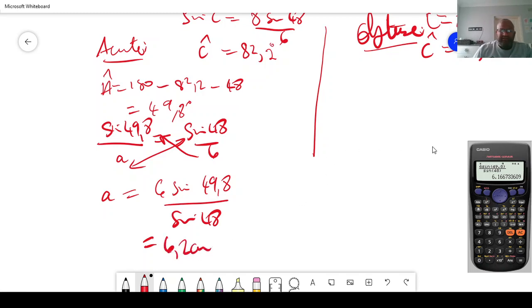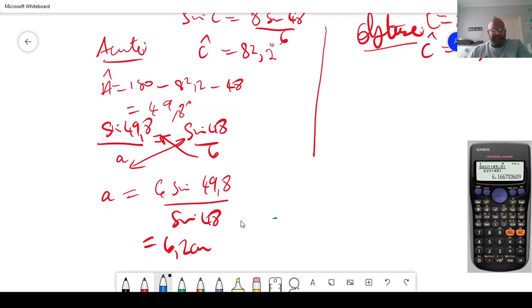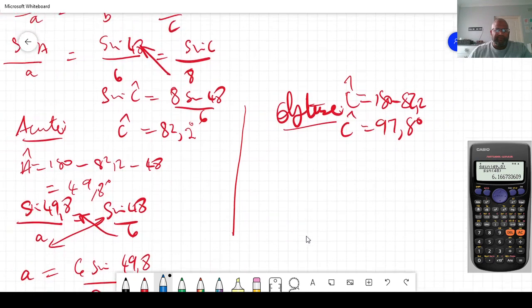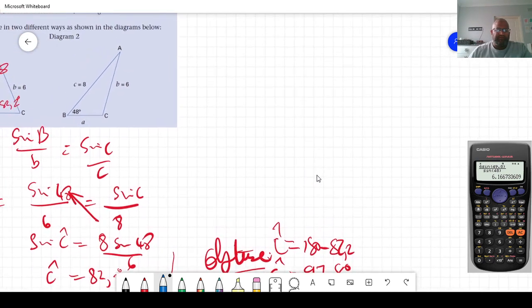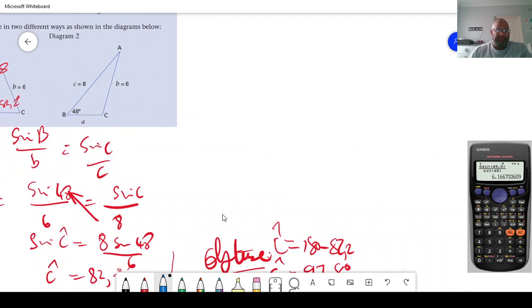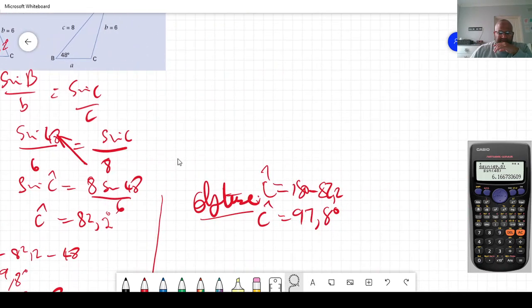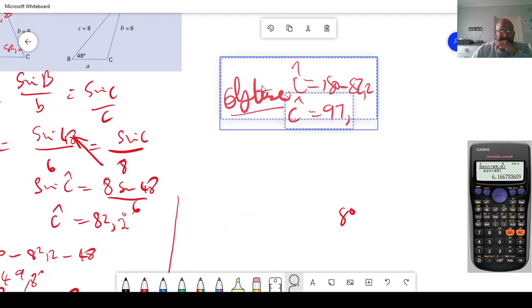On the other end, let's just change our color here. I'm just going to throw it here. Let me just see if I can do this.